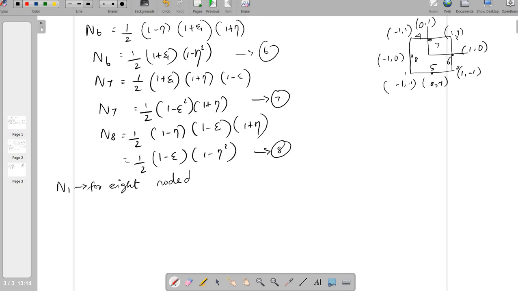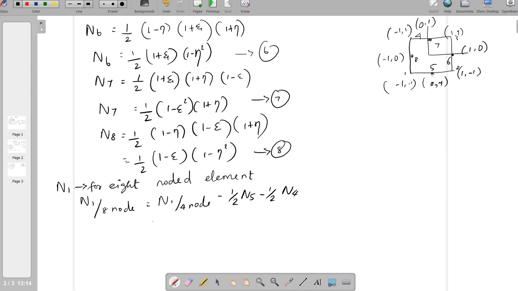So we are going to convert into an 8 noded element. N1 for 8 node is equal to N1 for 4 node. You consider node 1, the nearest node. We have to deduct the nearest nodal shape functions, and we consider half of each shape function: half of N5 minus half of N8. If you consider N1, the first node, you have to deduct half of N5 and half of N8.